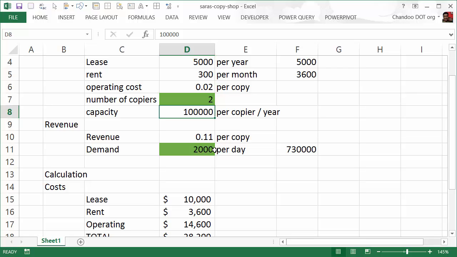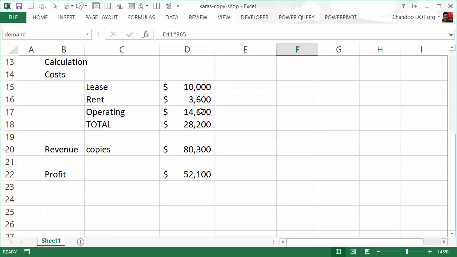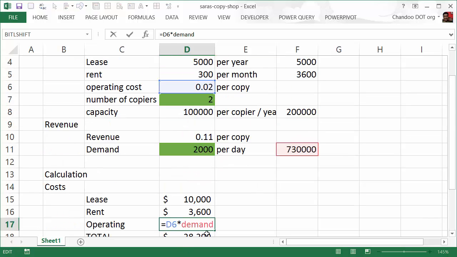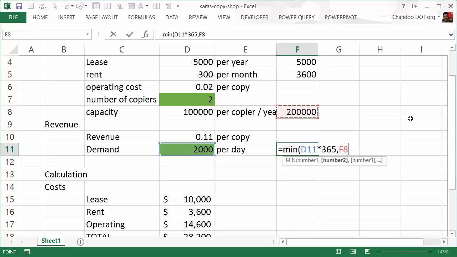Okay, in which case my total demand of 2,000 copies per day means I would be printing 730,000 copies over time. But because I only have 2 copiers, my total capacity is simply that times that. So I can only print out 200,000 copies. I can't print 730,000 because I don't have that many copiers around. So my operating expenditure won't be equal to demand, but it would be the lesser of the capacity or the total demand. So what we could do in this case is modify this formula to be the minimum of total demand or total capacity.